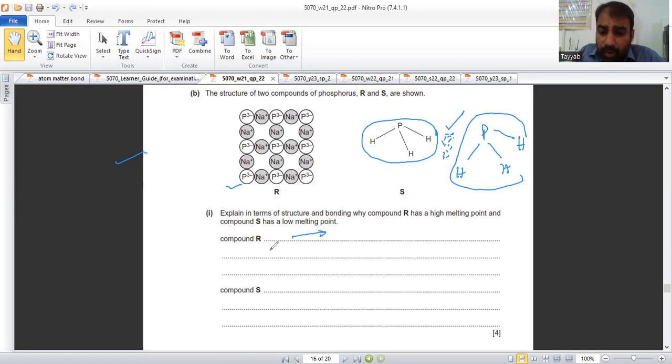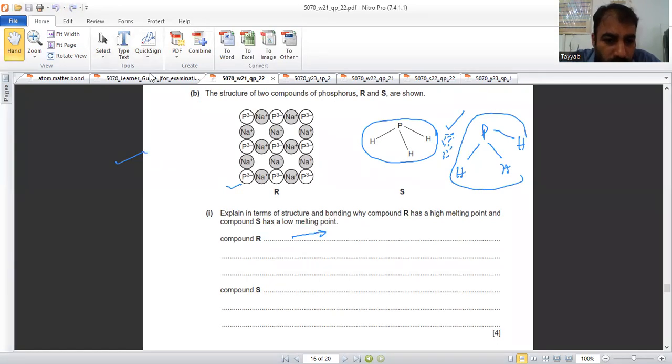R is an ionic compound with strong electrostatic force of attraction between oppositely charged ions, whereas S is a simple covalent compound which has weak intermolecular forces between its molecules. Not within the molecule, between its molecules.